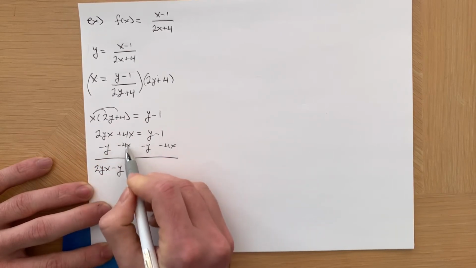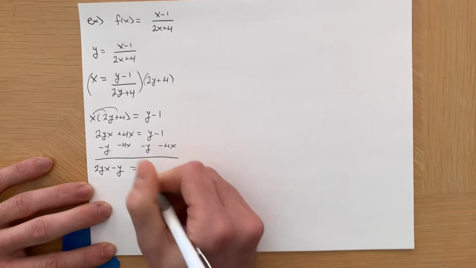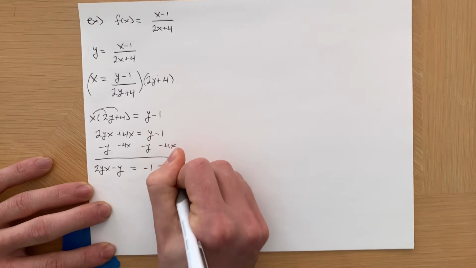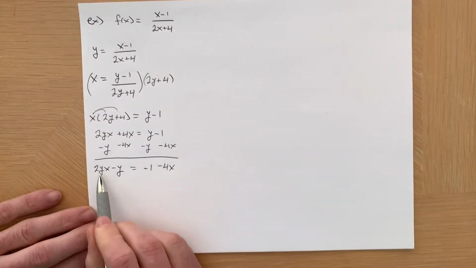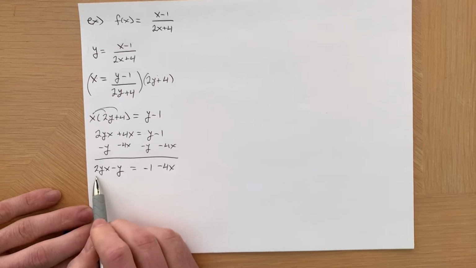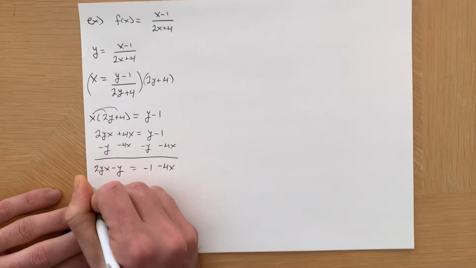These 4x's cancel. These y's cancel, and then you're going to have minus 1 minus 4x. Okay, so now we're almost done solving for y. So what we can do next is, we see that on the left-hand side, there's a y in this term and a y in this term. So what we can do is factor out the y.